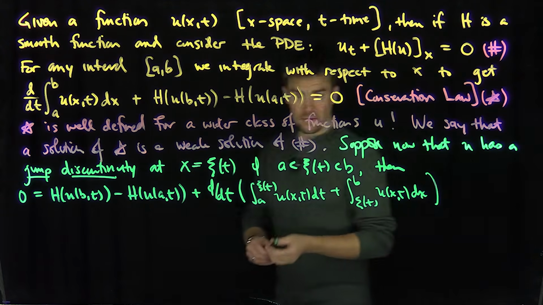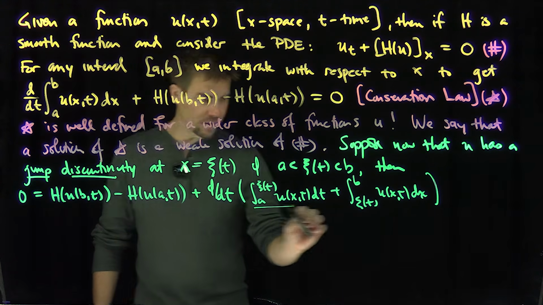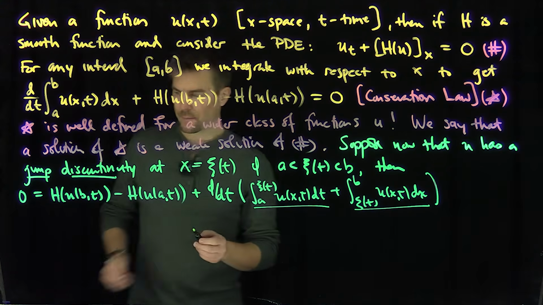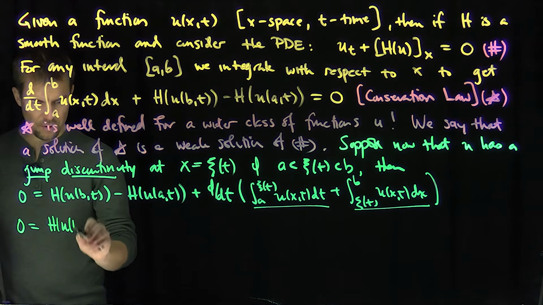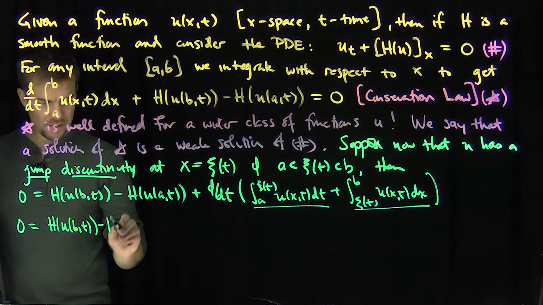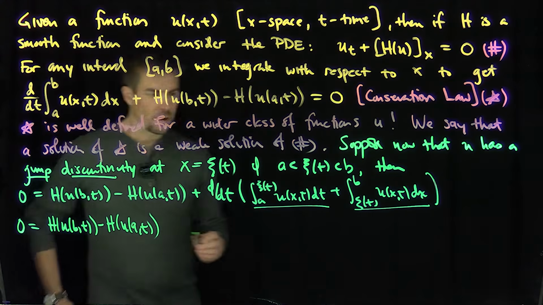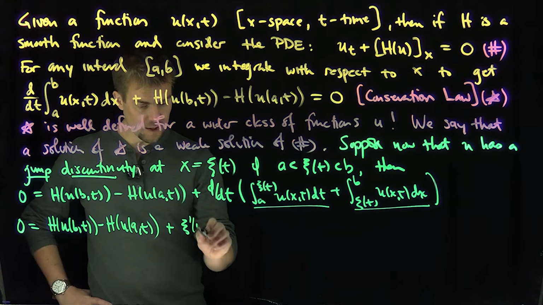Now what I'm going to do is take the derivative. When I differentiate these integrals, I'm going to have two terms from each of these expressions, right? So let's focus on those terms. What are we going to get? We're going to have 0 is equal to h(u(b,t)) minus h(u(a,t)). Beautiful. And then plus x_c'(t).